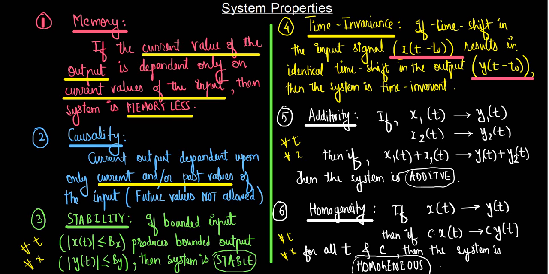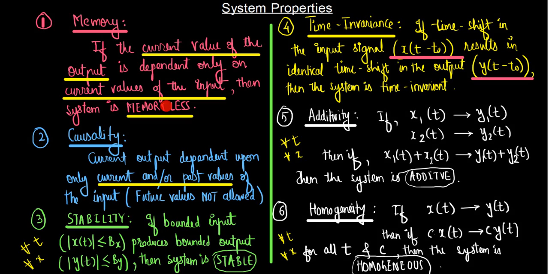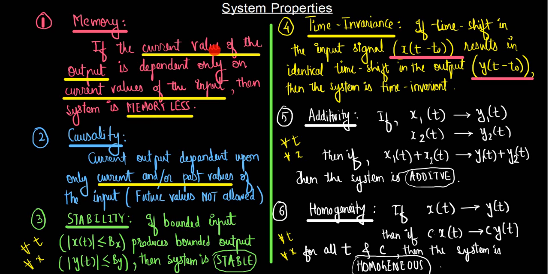In the previous module, we have learned about different properties of systems. We have seen that systems can be classified into various categories, and the first category was based on memory. A system is said to be memoryless if the current value of the output is dependent on only the current values of the input.